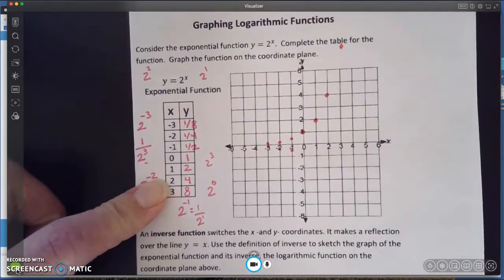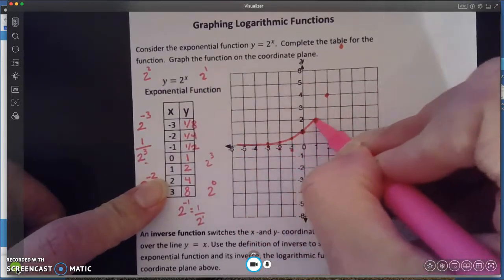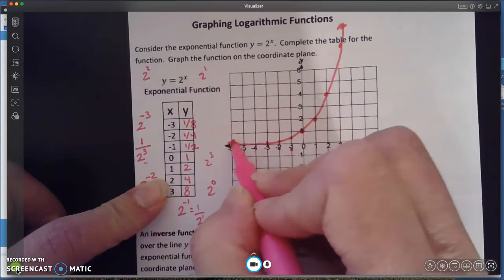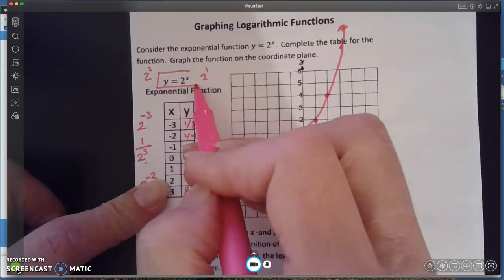All right, so hopefully you can see we've done exponential functions before, and there is an asymptote because we talked about how you can't ever reach 0 in this particular example.